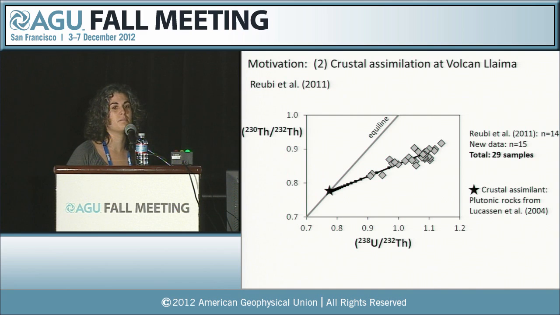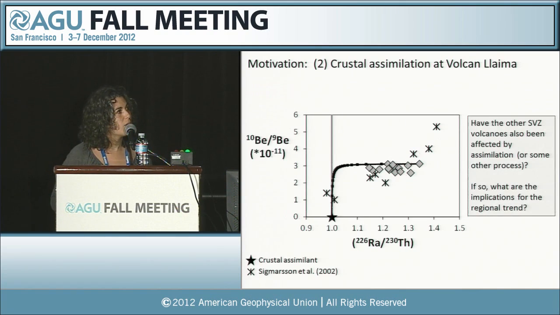This data set is pretty unique because it represents 30 samples that have been measured for uranium, thorium, protactinium, and radium U-series disequilibrium, as well as some of the other analyses I said before, like major elements, trace elements, beryllium-10, oxygen isotopes, and radiogenic isotopes. So when we look at the crustal assimilation trend on the beryllium-10 diagram, we see that while it doesn't reproduce the whole regional trend, it does reproduce a significant part of it.